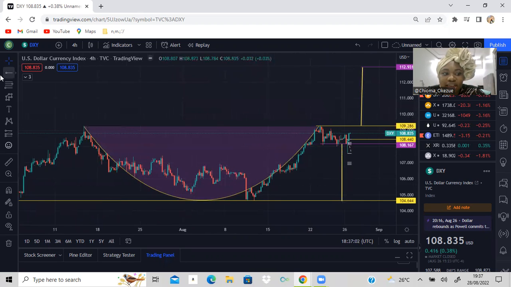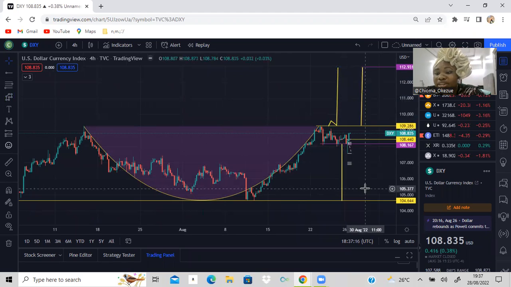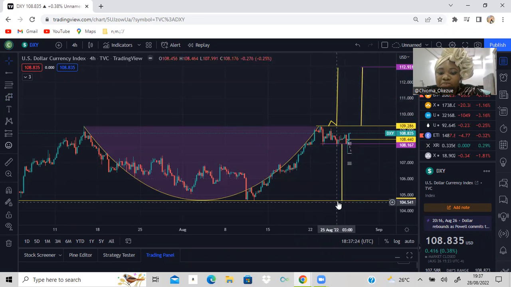If we break this resistance here, the major resistance of the teacup, this is the move we're waiting for. And how do I know that the market will get to this place? There's something called the projected, or more like a measured move. Now, how do we get the measured move? From the bottom of the teacup to the bottom of the handle.